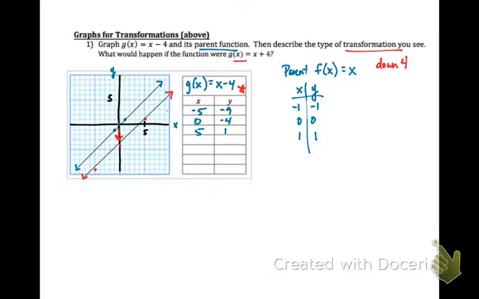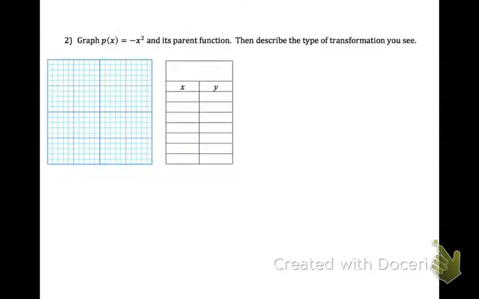Well, I bet you can guess that would shift our parent linear line up 4. Let's look at another one. So we're going to graph p of x equals negative x squared and its parent function. Well, you can tell that the parent function is a quadratic, that f of x equals x squared.